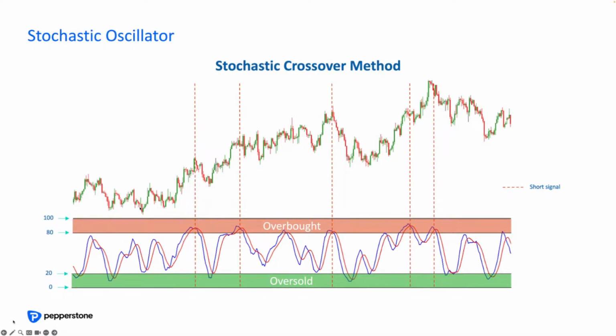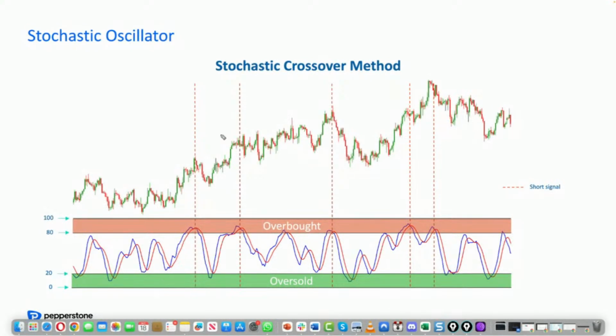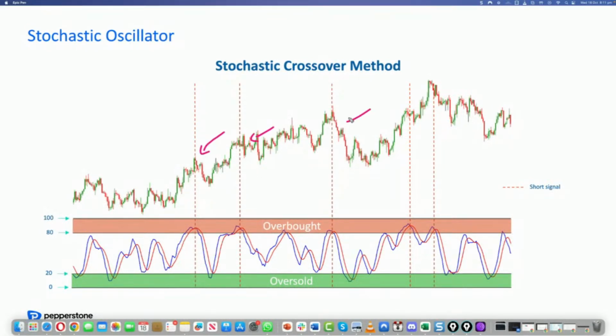So you can see these vertical lines here. These red vertical lines indicate the crosses that actually happen inside the 80 to 100 zone. You can see here the blue and red lines are crossing inside the overbought zone, not below. The simple method only requires price to go into that zone and then come out of it again. The crossover method is obviously a little bit more information.